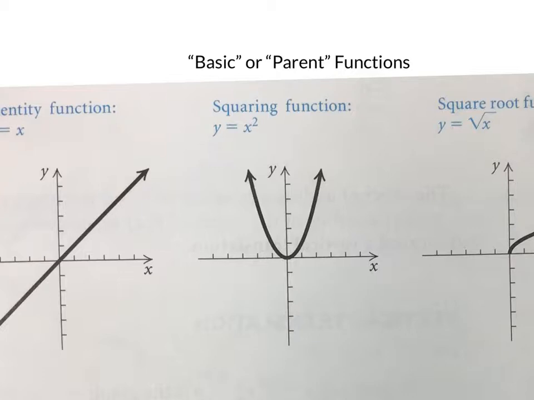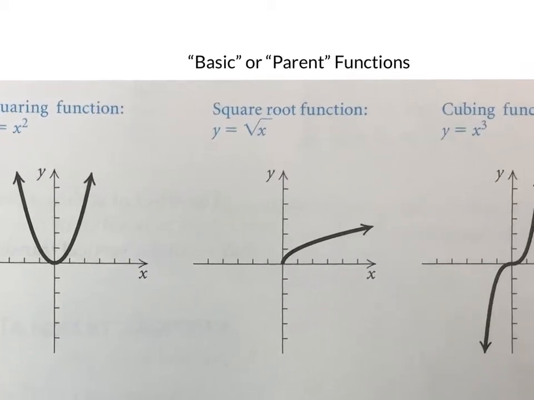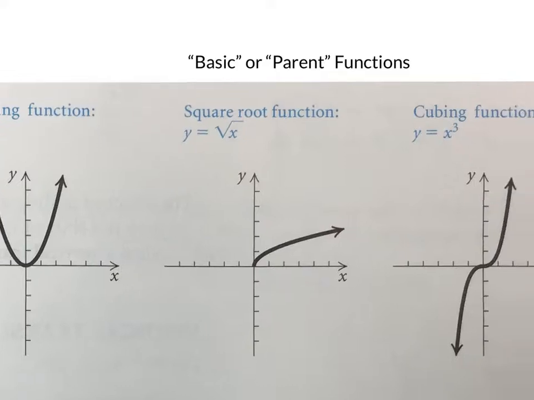The square root of x. The square root function is half of a sideways parabola. It also begins at 0, 0. It goes to the right. Half a parabola. Square root function, half of a sideways parabola.